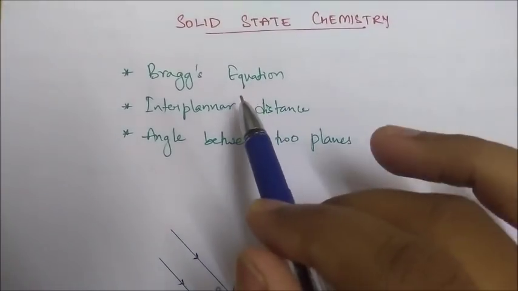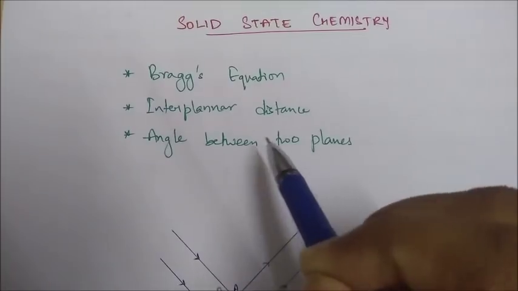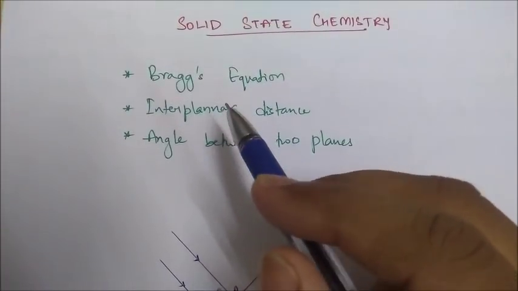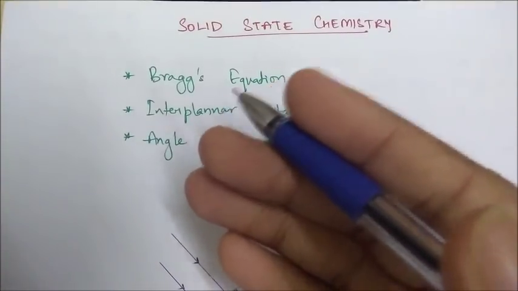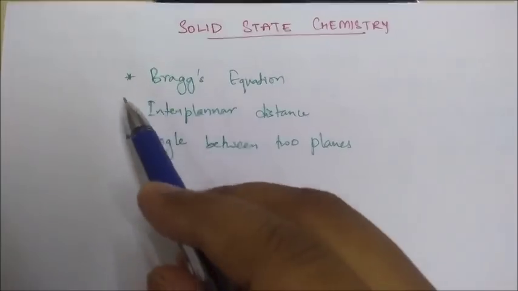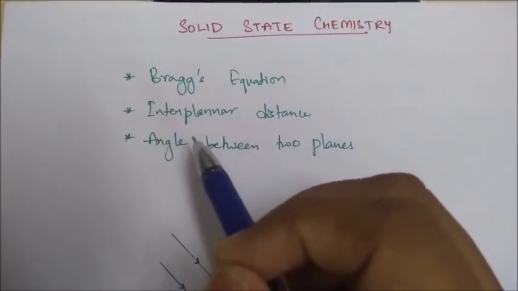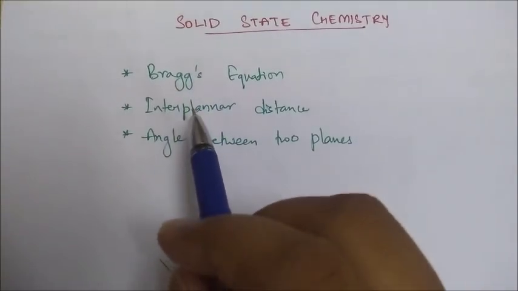So I will start with the most important things. I'm just going to discuss Bragg's equation, interplanar distance and angle between two planes. And why I'm taking these three things? Because when I saw and analyzed the previous year question papers, I found that if you understand just these three formulae and the concept behind them, then at least one 4 marks question is damn sure.